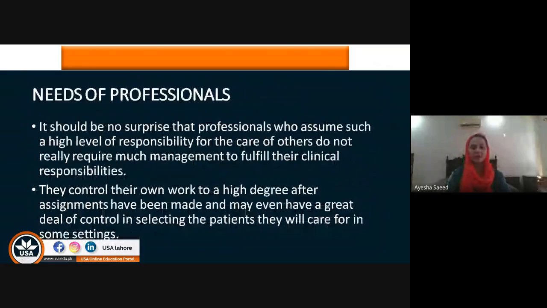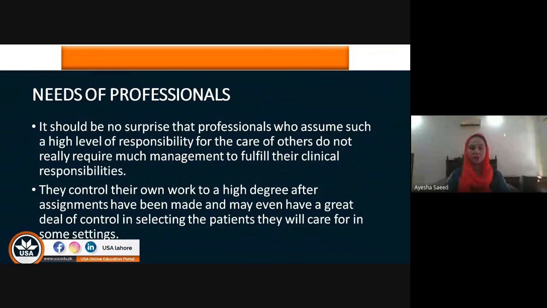Needs of professionals. It should be no surprise that professionals who assume such a high level of responsibility for care of others do not really require much management to fulfill their clinical responsibilities. So the professionals, the nutritionists, they have a responsibility for the care of the patients, and they are educated enough and they have much experience. So they do not require management for their clinical responsibilities. They require the managers for some other tasks that we'll be discussing later in the slide.